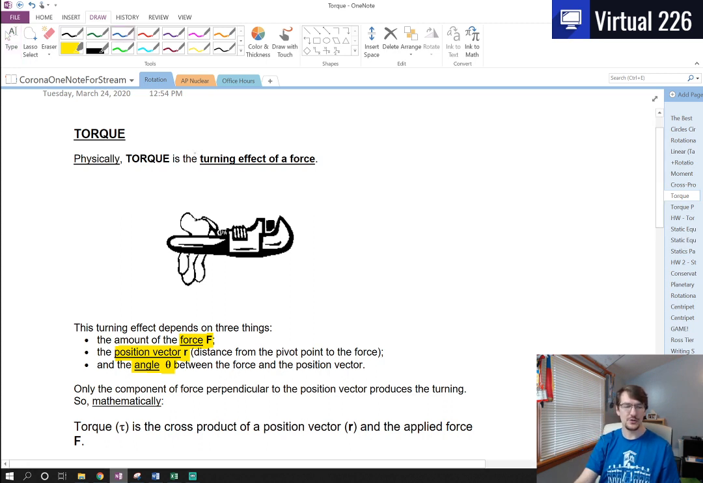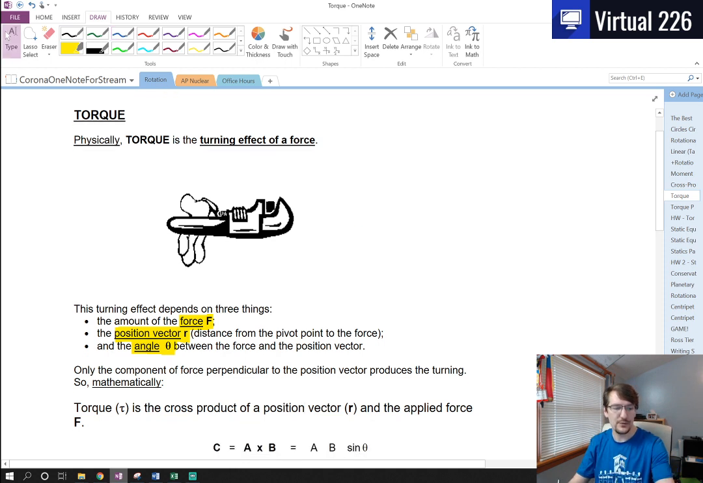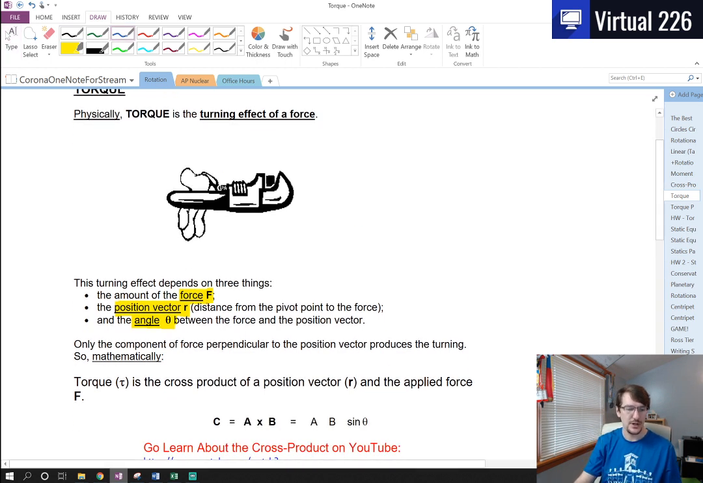And the torque is dependent on three things here. If we look at this monkey wrench, if you imagine tightening some bolt onto something, the torque is dependent on just how much force you are applying. Are you using all of your muscles to crank something into place, or are you just poking it very gently? So it depends on the amount of force. It also depends on what's known as a position vector, also known as a moment arm.